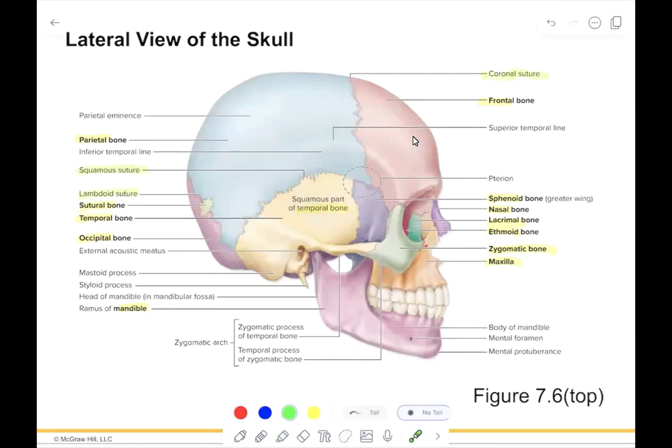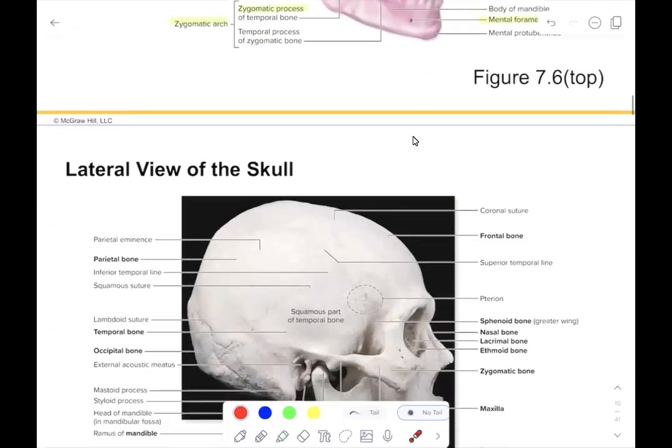Other bone markings you should be aware of are the external acoustic meatus, the mastoid process, which was mentioned, styloid process, the mandibular fossa, as well as the zygomatic arch, which is where the zygomatic process is, and the mental foramen, which was previously mentioned. And again, the mental foramen is going to be a hole for an important blood vessel to go through.